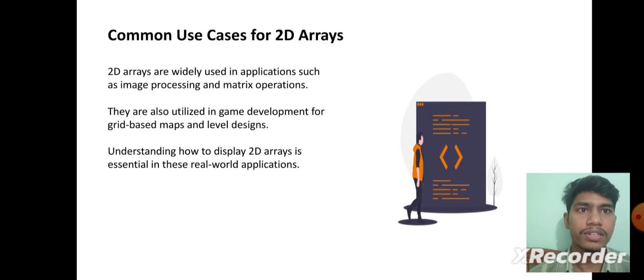Common use cases for 2D arrays. 2D arrays are widely used in applications such as image processing and matrix operations. They are also utilized in game development for grid-based maps and level designs. 2D arrays are mostly used in matrix operations for addition, subtraction, multiplication operations. Understanding how to display 2D arrays is essential in these real world applications. Moving to next slide.